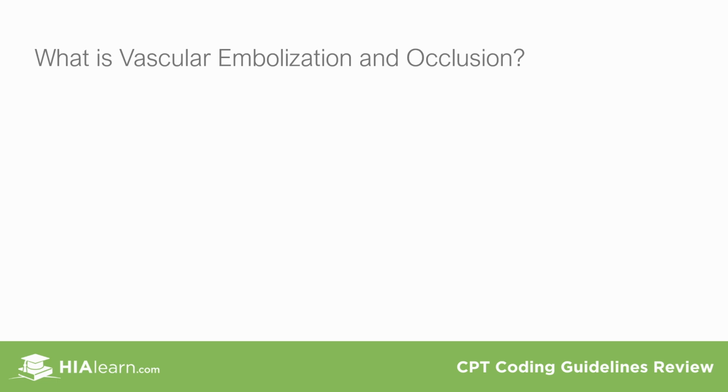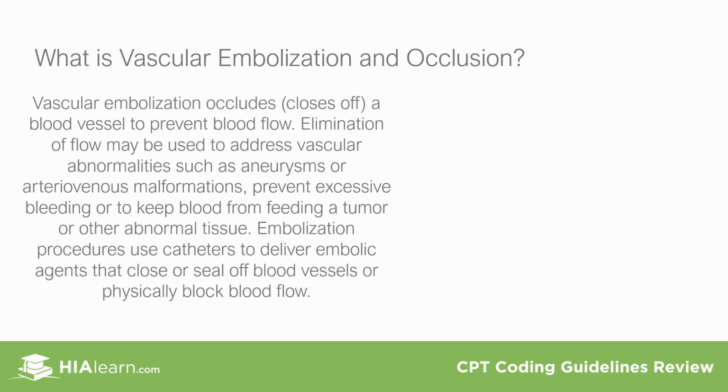This installment of CPT Coding Guidelines Review covers the guidelines for coding vascular embolization and occlusion. So, before we dive into the guidelines themselves, let's take a quick look at what vascular embolization and occlusion is. Vascular embolization occludes or closes off a blood vessel to prevent blood flow. Elimination of flow may be used to address vascular abnormalities such as aneurysms or arteriovenous malformations, to prevent excessive bleeding, or to keep blood from feeding a tumor or other abnormal tissue.